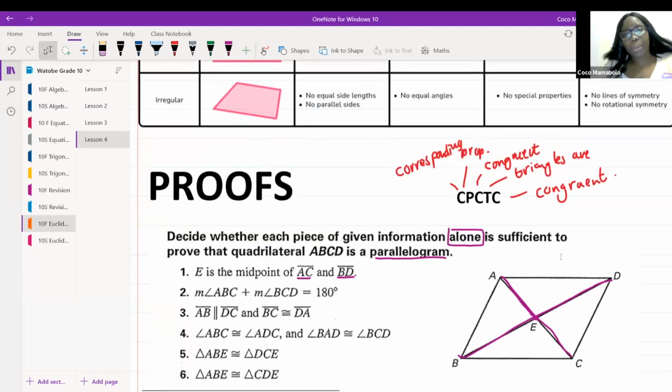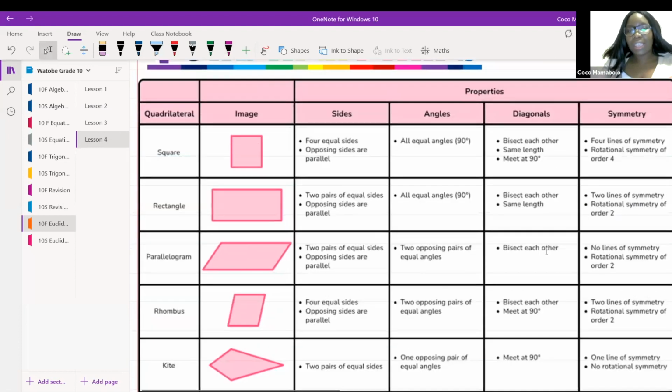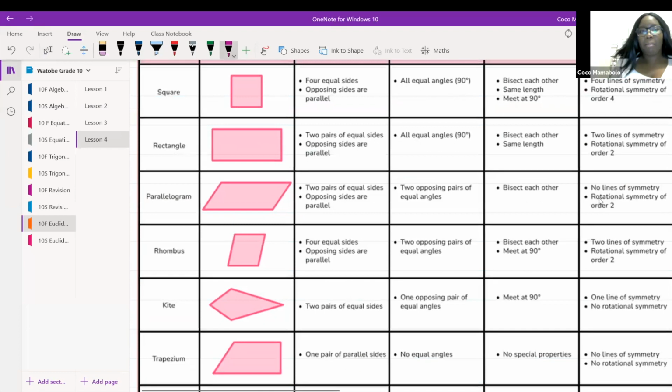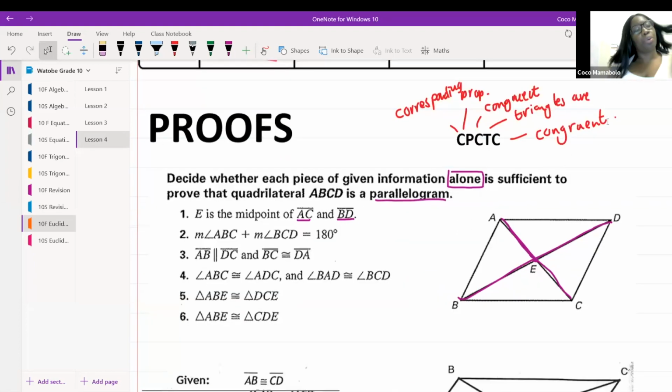Now, if we look at the properties of parallelograms, when we look at the diagonals, it says here that the diagonals must bisect each other. So if the diagonals bisect each other, that tells me that it's a parallelogram. So if we prove that E is the midpoint of AC and BD, yes, in fact, this particular statement will help us prove that this quadrilateral is a parallelogram.